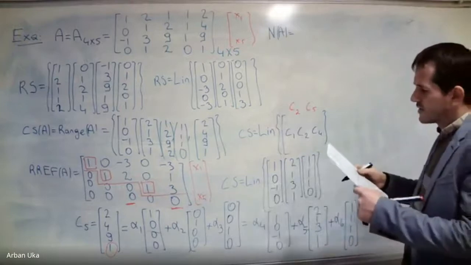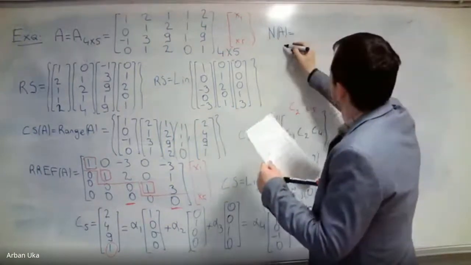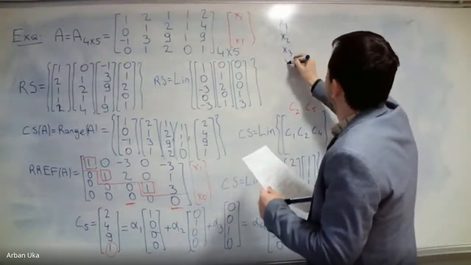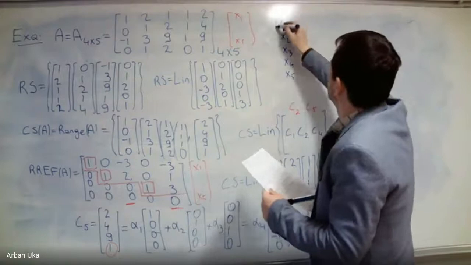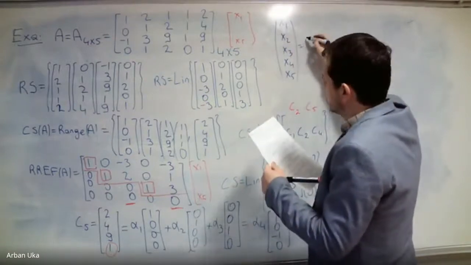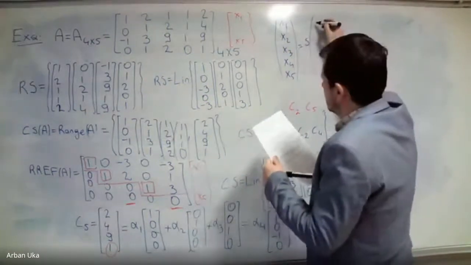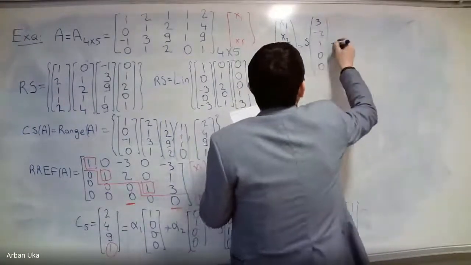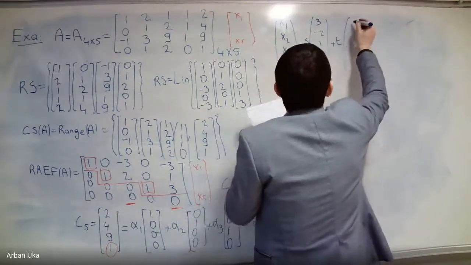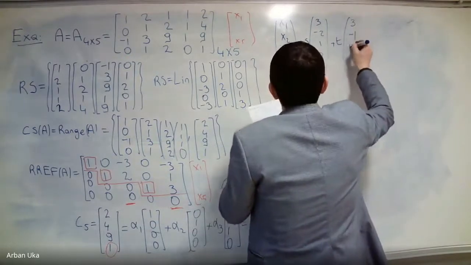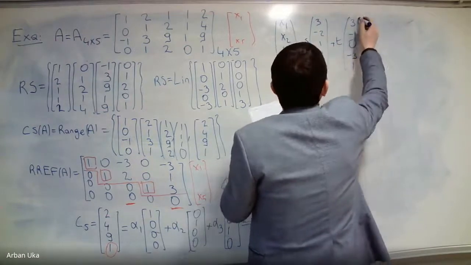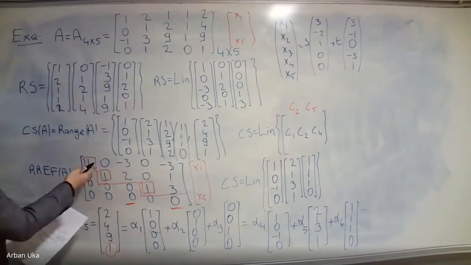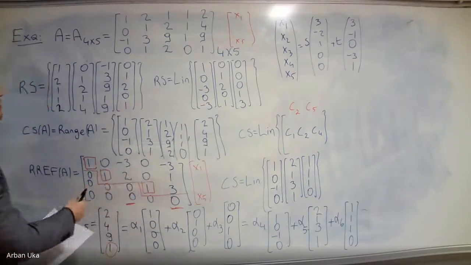And if we solve the system, we are going to see that X1, X2, X3, X4, and X5 is equal to S times (3, -2, 1, 0, 0), plus T times (3, -1, 0, -3, 1). We did not solve it in detail, but it comes from setting the system equal to 0.